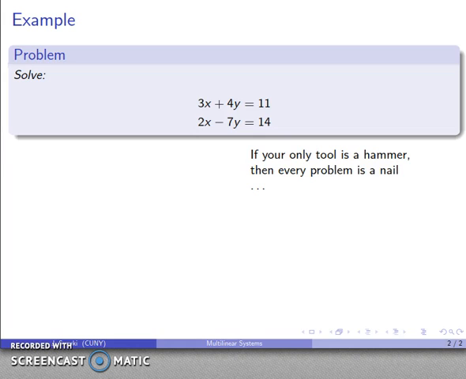If the only tool you have is a hammer, then every problem is a nail. So I have the substitution method, so I can solve one of these equations for one of the variables, and I'll end up with this horrible expression involving fractions, which I'll then have to substitute into the other equation and get another horrible expression involving fractions, and it's painful all around. So if the only tool you have is a hammer, then every problem is a nail, even if the problem is trying to open a jar of pickles. So if you want to open a jar of pickles with a hammer, I wouldn't recommend it.